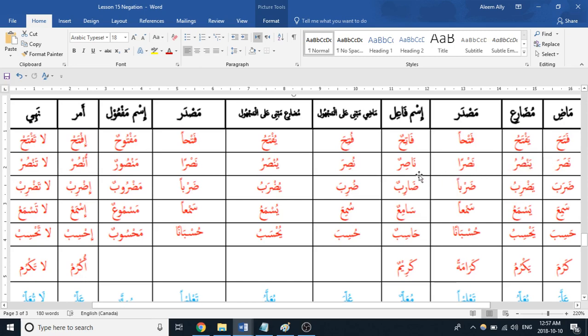Daraba yadribu darban fahuwa dari. Oh, whoops, I read that wrong. Nasara yansuru nasran fahuwa nasirun. Nusira yunsaru nasran fahuwa mansurun. Al-amru minhu. The command for it is unsur, wa nahi anhu la tansur, and the negation for it is la tansur. Daraba yadribu darban fahuwa daribun, duriba yudrabu darban fahuwa madrubun. Al-amru minhu idrib, wa nahi anhu la tadrib. Sami'a yasma'u sam'an fahuwa sami'un, sumi'a yusma'u sam'an fahuwa masmu'un. Al-amru minhu isma', wa nahi anhu la tasma'.